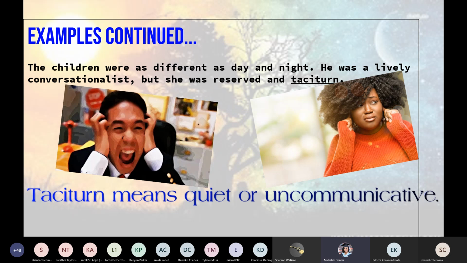All right, examples continue. Okay, example. The children were as different as day and night. He was a lively conversationalist, but she was reserved and taciturn. I will read the sentence again for those who may not be able to see. The children were as different as night and day. He was a lively conversationalist, but she was reserved and taciturn.